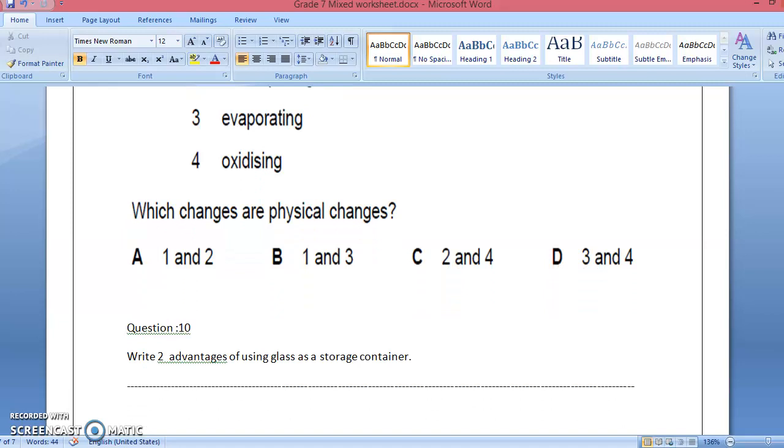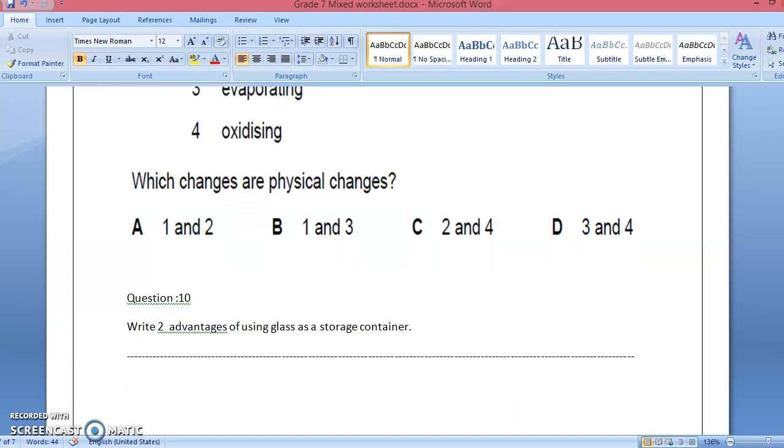Now, question number 10. Write 2 advantages of using glass as a storage container. Glass as a storage container, because it is transparent, it could be colored, and the very important thing is it can be recycled. So you are not really creating any havoc to the environment. I hope this is clear to all of you.